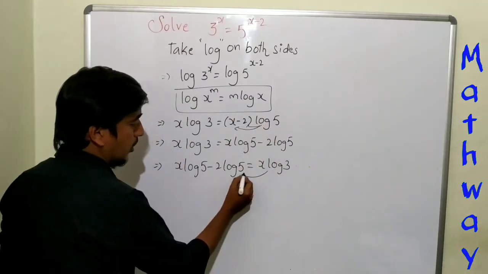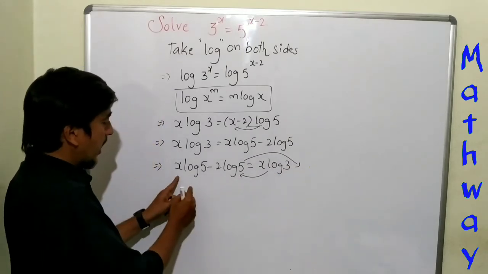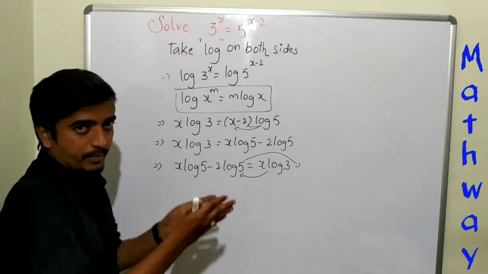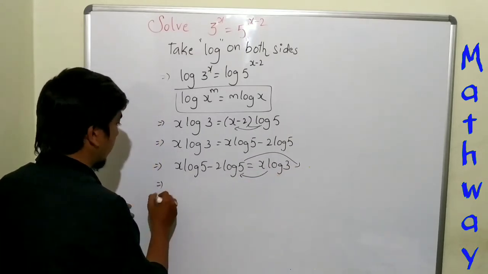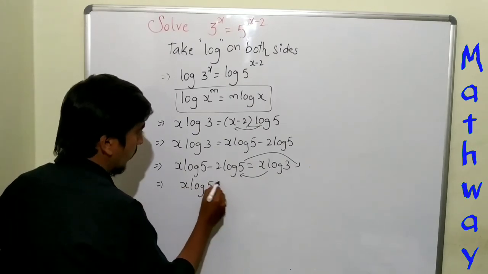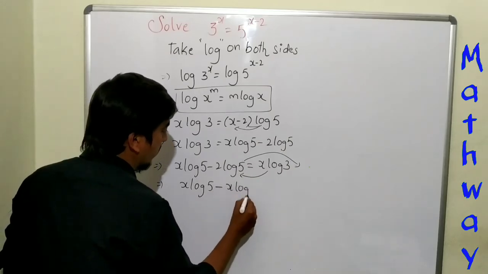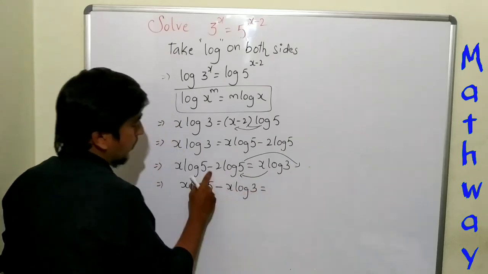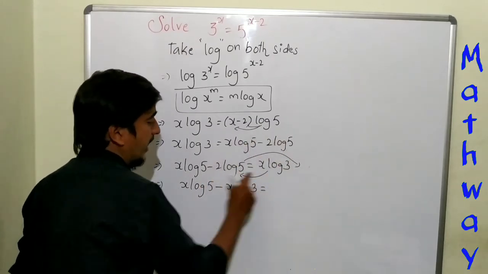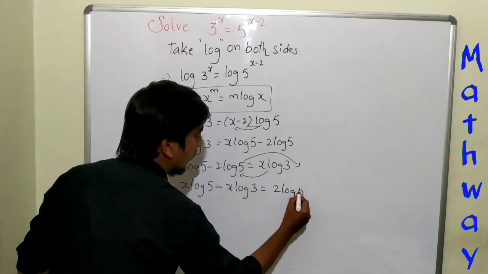Now transpose x log 3 to the LHS side and 2 log 5 to the RHS side. Why? Because x term, x term. So we are separating, we are writing x terms on one side. Then there is no change in this term. It is x log 5. So when we transpose it, it becomes minus x log 3 equals to minus 2 log 5. When you are sending, this minus becomes plus. So it is 2 log 5.